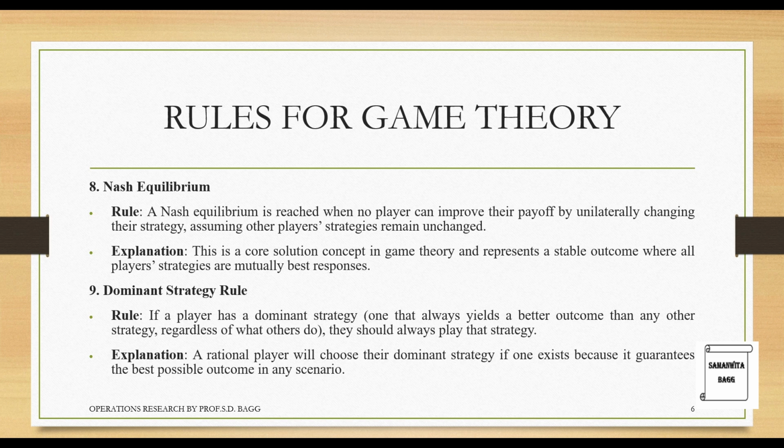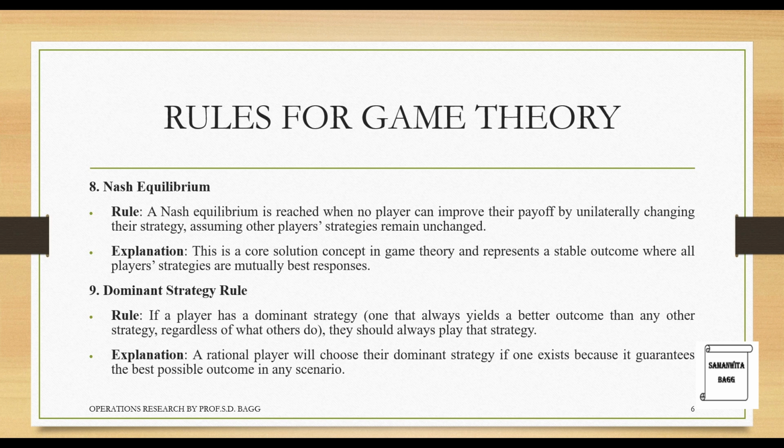This is a core solution concept in game theory and represents a stable outcome where all player strategies are mutually best responses. So in chess also you can reach a case of Nash equilibrium where you have played your best, the other player is also going to play his best. There is no other move that you can play which will now give you something which is better. So that is an equilibrium state. But yes, definitely one player is going to win and the other is going to lose.